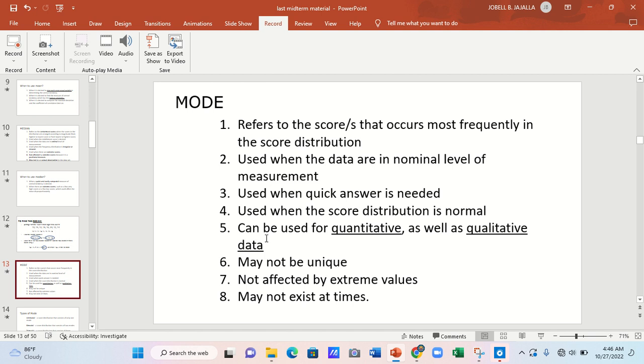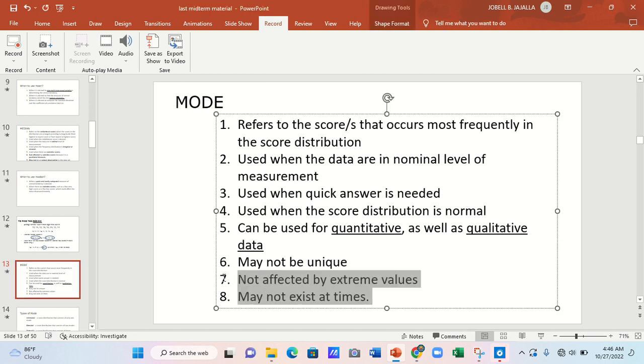Number 6, it may not be unique. And for number 7, not affected by extreme values. So it is the same as the median in that regard, in that it is not affected by extreme values, because it doesn't care about the highest and lowest scores. But the mean is affected by the highest and lowest scores. So, therefore, mode and median are similar in that they are both unaffected by extreme values or extreme scores. And for number 8, there are times when the score set or set of data has no mode.